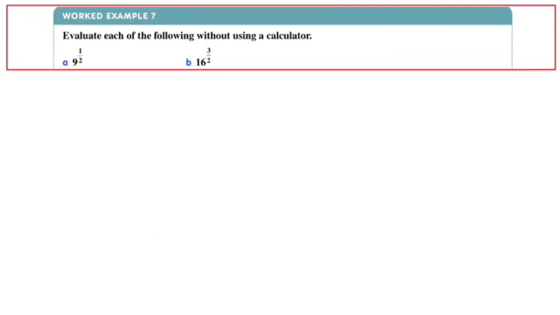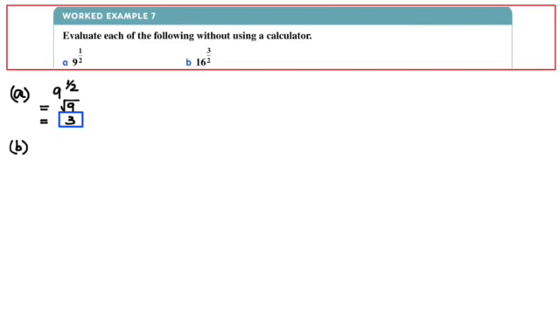Okay? Now enough with all these symbols, let's do some examples to see whether we can really do this. So we've got to evaluate each of the following without using a calculator. So number A, we've got 9 to the half, which we now know is the square root of 9, and the square root of 9 is 3. So that's our answer. Nice and simple.